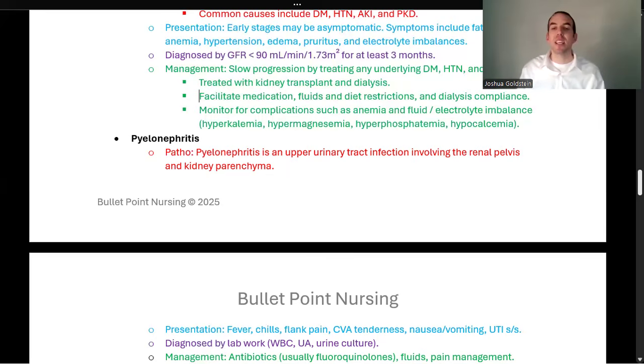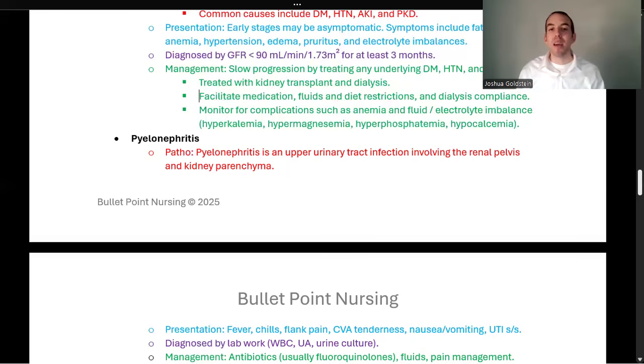If you don't know what that is, it stands for costovertebral angle. If you know where the kidneys are, you just hit it like that. And if the patient jumps disproportionately from that pain, then that is CVA tenderness, costovertebral angle, very commonly tested in terms of pyelonephritis. But again, it's a UTI plus the fever, the chills, the flank pain, and CVA tenderness.